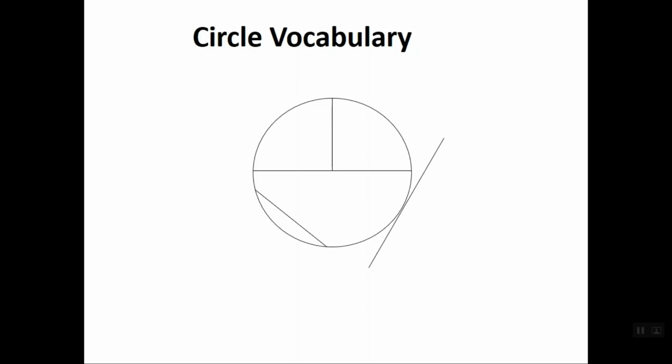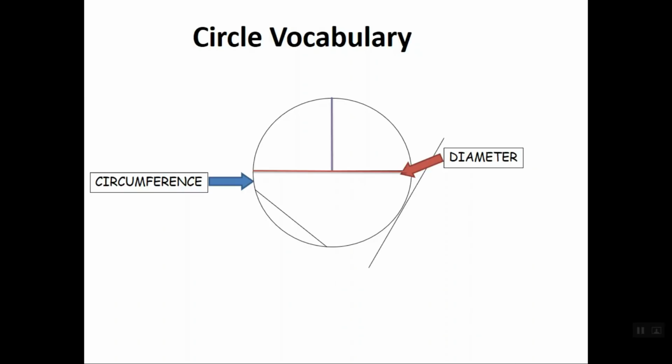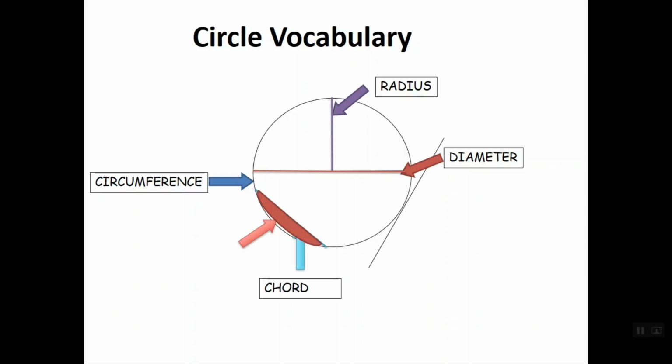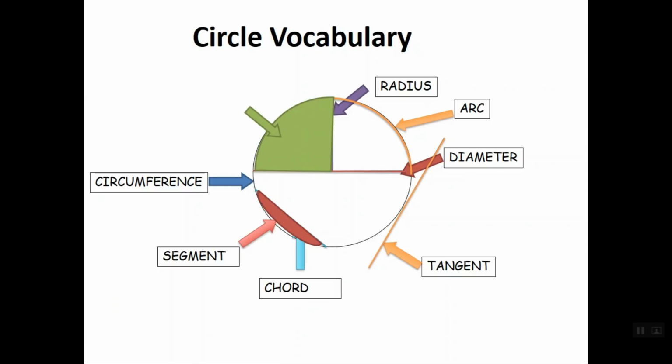Let's get started, guys. I'll first go through the circle vocabulary so that you're able to remember the different parts of the circle. Here I have the circumference. That's a diameter there. That's the radius. That's a chord. And that's a segment there. That's a tangent. That's an arc. And that's a sector.